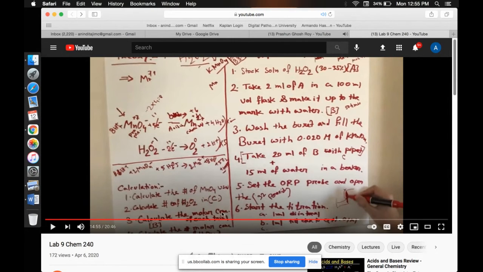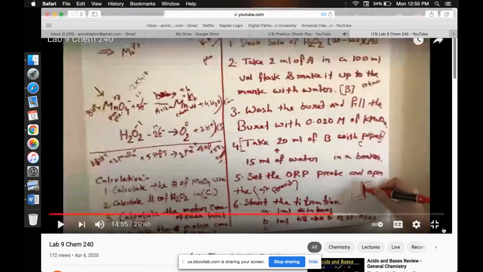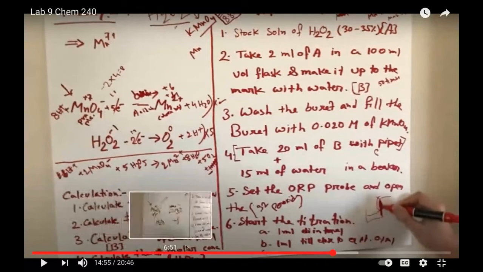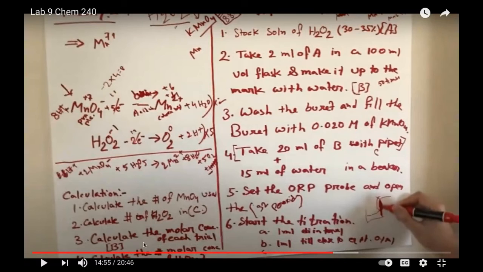the number of moles of H2O2. Now calculate the molar concentration of each trial. All these questions are actually from the book, the lab manual you have. So how will you get this? Calculate the molar concentration of each trial. What is the concentration? Take the number of moles you will get in number 2, and if you divide by the volume in liter, you will get the molar concentration of each trial.